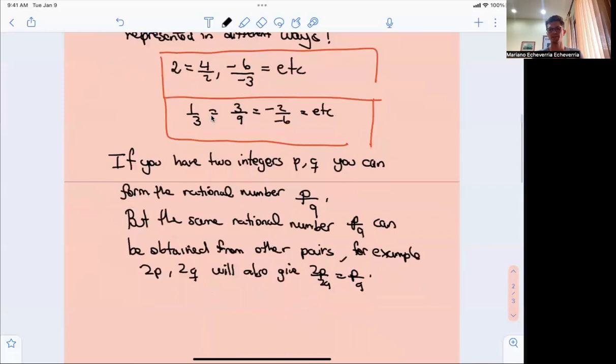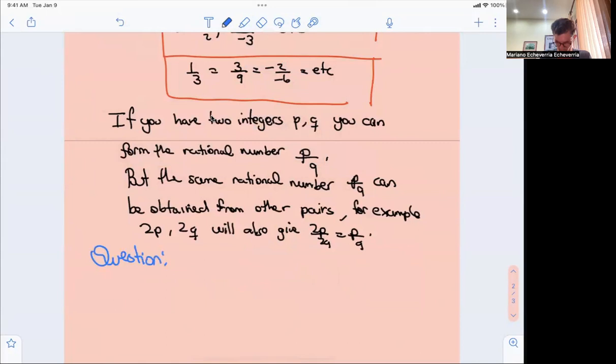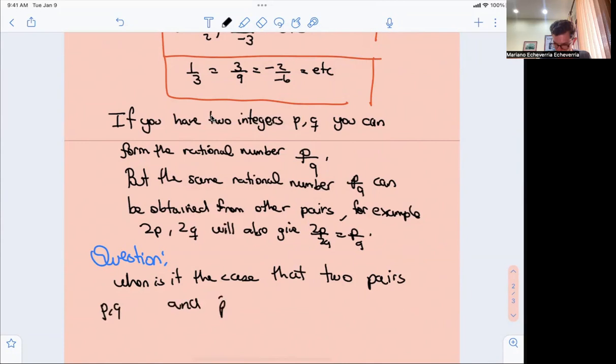So what I'm trying to say is that you want to think of a rational number as a pair of integers, right? But you have to be a little bit more careful, because this pair of integers is not unique. So the question is, when does this happen? When is it the case that two pairs, let's call them P, Q and P tilde, Q tilde, produce the same rational number?